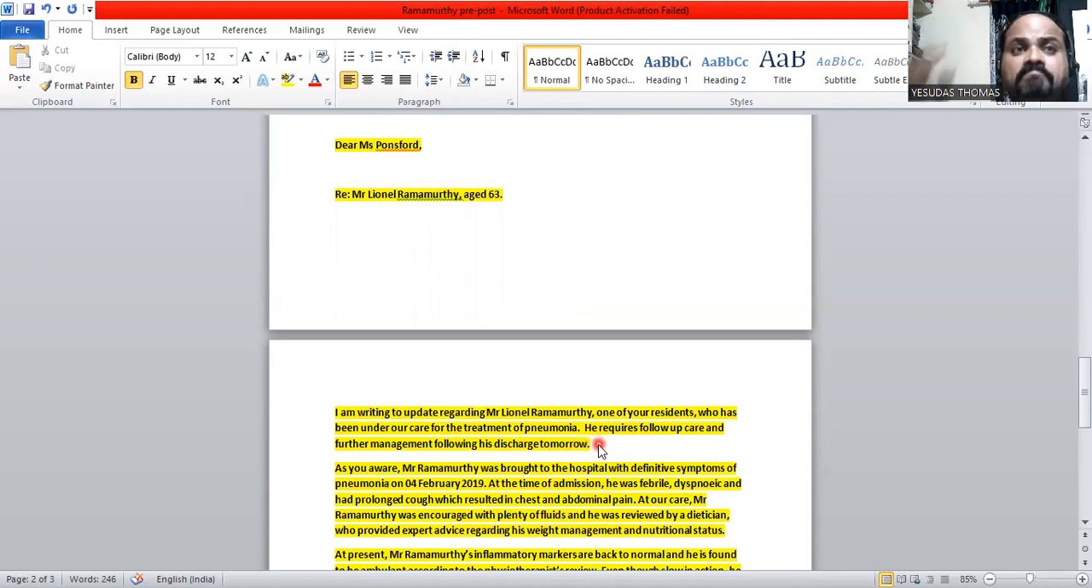Mr. Lionel Ramamurthy was one of your residents. I'm writing to update you regarding this patient who has been under our care for the treatment of pneumonia. So he came for the treatment of pneumonia. He requires follow-up care and further management following his discharge tomorrow. So what he requires is follow-up care.